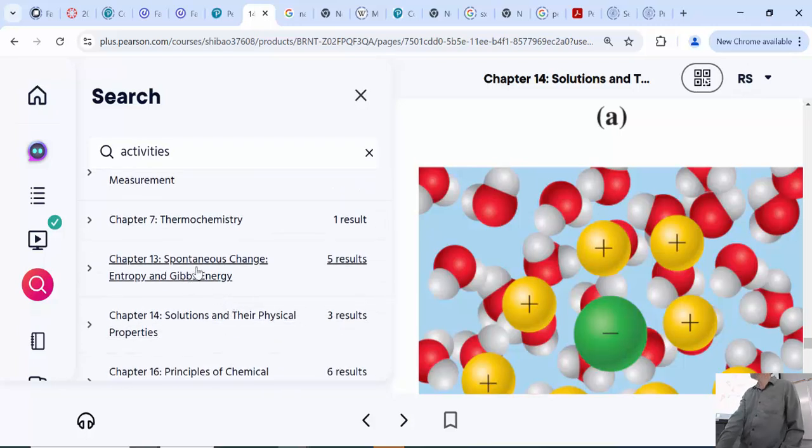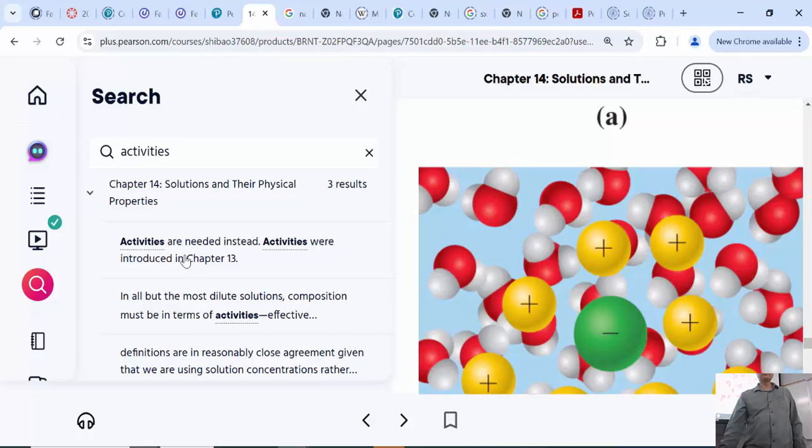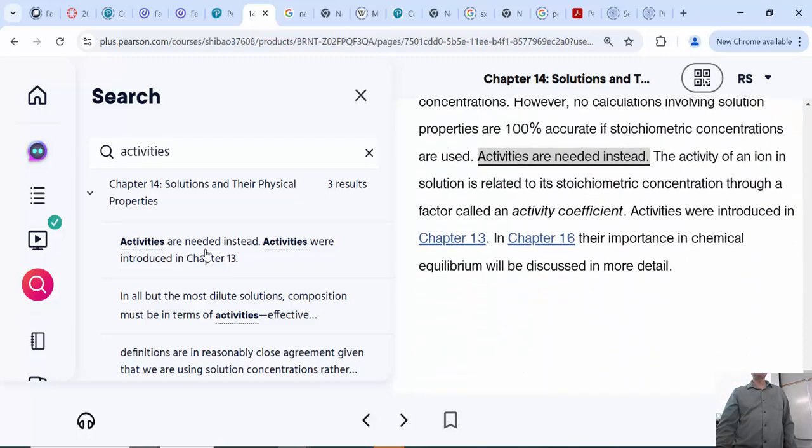So in chapter 13, they talk about activities, but we haven't talked about chapter 13 yet. In Chem 1A, we don't talk about chapter 13. This is usually saved for chapter 14. And so in chapter 14, we look here. There are 3 results in chapter 14. The first result is activities are needed instead. Instead of what? Activities were introduced in chapter 13. Well, you can go back to chapter 13 and look at the introduction of activities there.